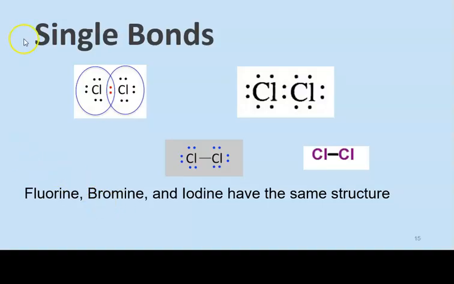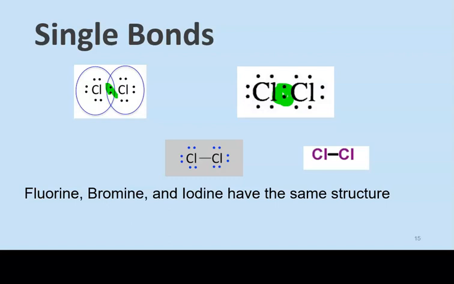All right. So first we're going to be looking at our single bonds. Here we have fluorine, bromine, and iodine. They all have the same structure. Notice all of them have 7 valence electrons, and they all need 1. If they have a single bond, they'll share. In the same way, fluorine, bromine, iodine, all need 1 more valence electron, so they can pair together.